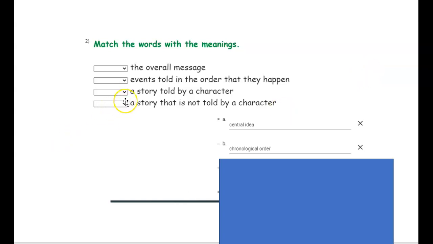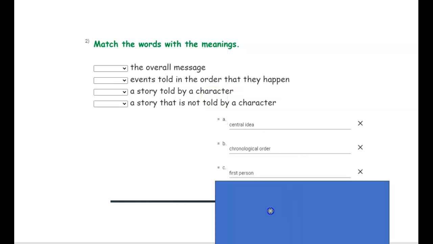Next one, a story told by a character. Think about, if a story is told by a character, is that going to be first person or third person? That is going to be first person. So first person would be a story that's told directly by the person that's in the story. So if I'm telling you a story about how I got up this morning and I had breakfast, I would be talking in first person. I'm telling you my first person point of view.